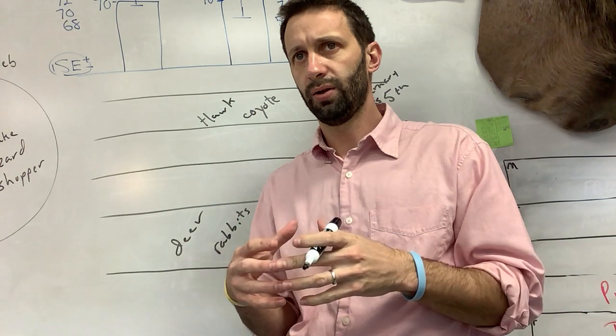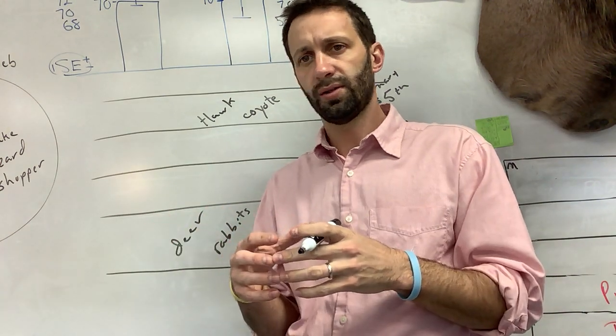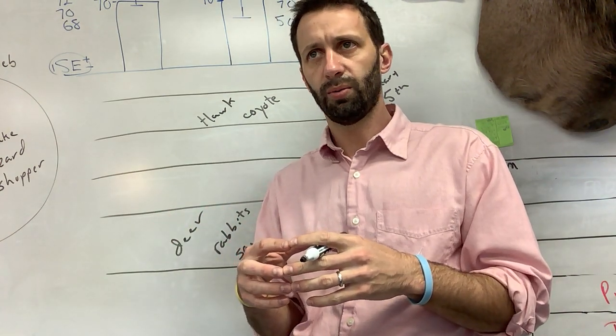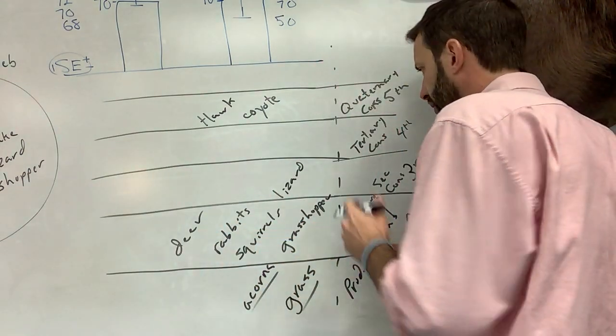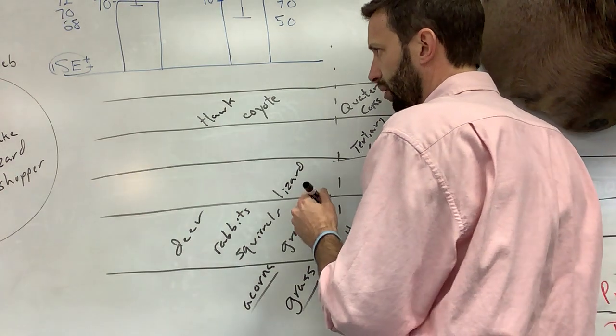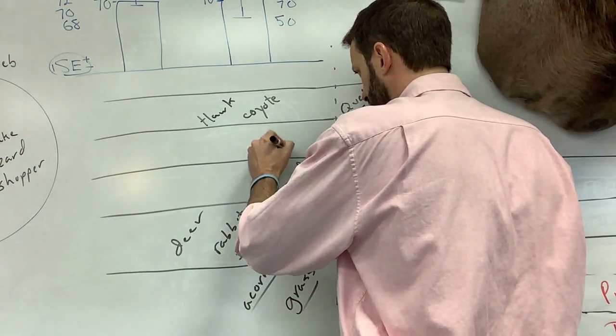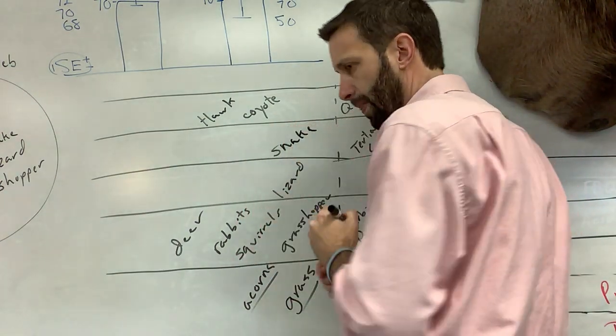Hawks are top predators. They're eating lots of things that are smaller than them that they're able to catch from the air. So those are your two top level predators. And so the only thing that would go on our tertiary level here would be what? Snakes. Okay? That's all of them, right?